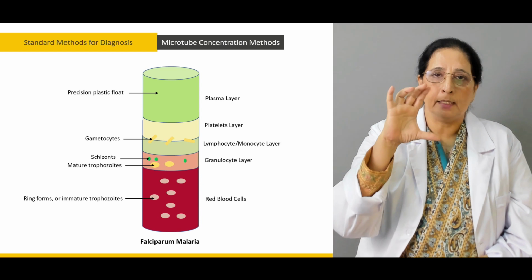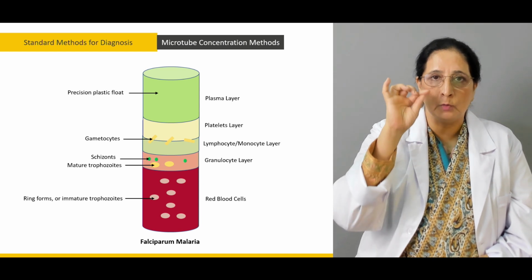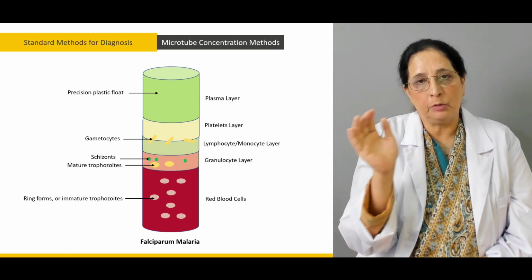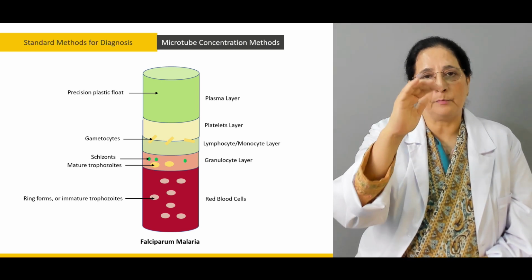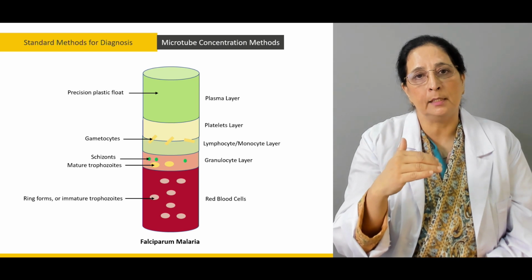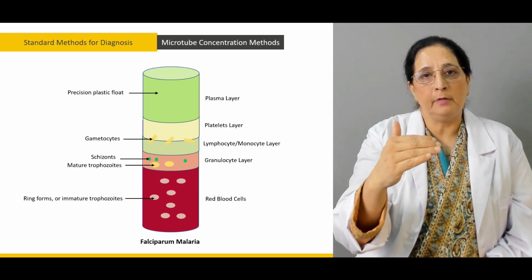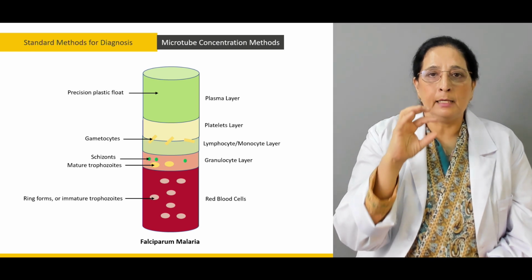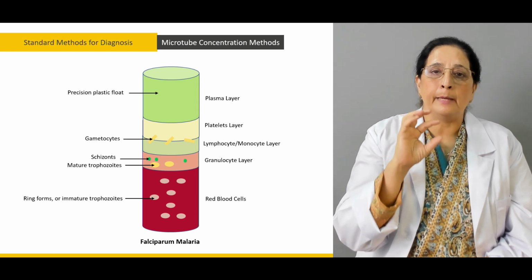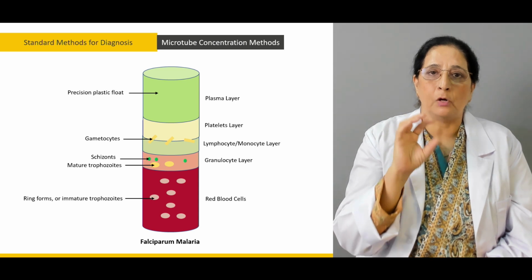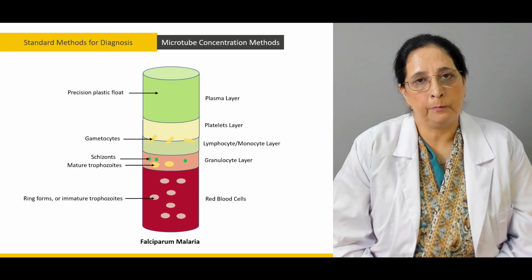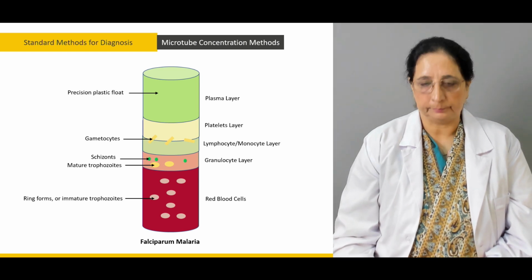Once the blood is in the tube, microtube, small tube, capillary tube, it divides into different portions, plasma on top, red blood cells in the bottom. In between we have platelets and the white blood cells, and in there we can see the gametocytes, schizonts, trophozoites, and this is very helpful in the diagnosis.